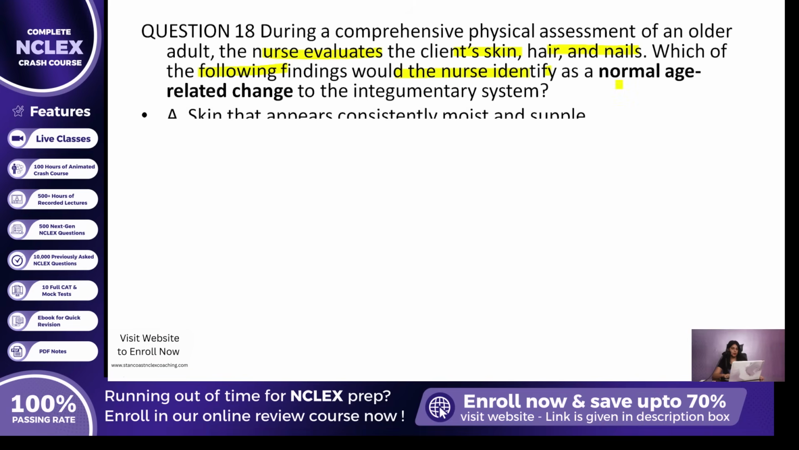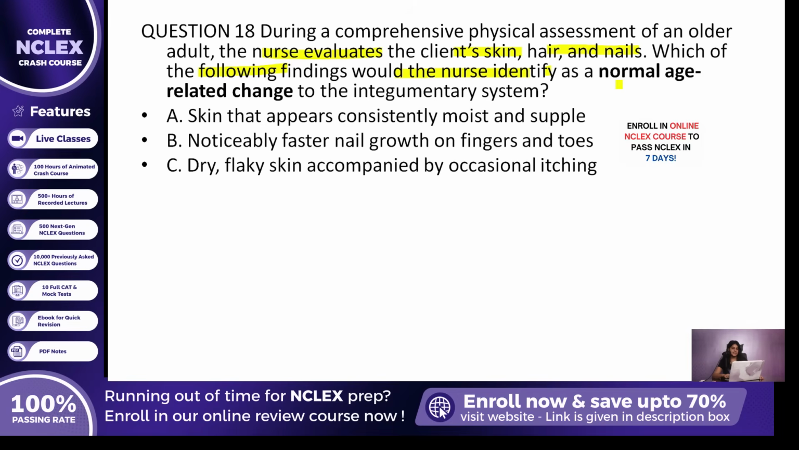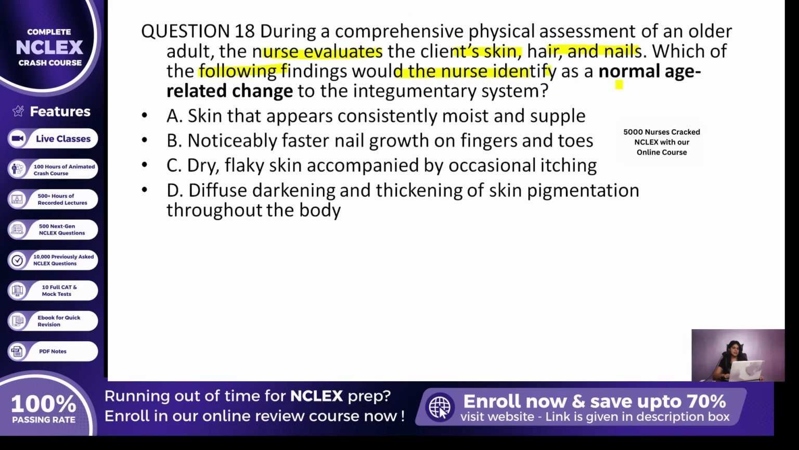Skin that appears consistently moist and supple. B. Noticeably faster nail growth on fingers and toes. C. Dry, flaky skin accompanied by occasional itching. D. Diffuse darkening and thickening of skin pigmentation throughout the body. The correct answer is option C. Dry, flaky skin accompanied by occasional itching.